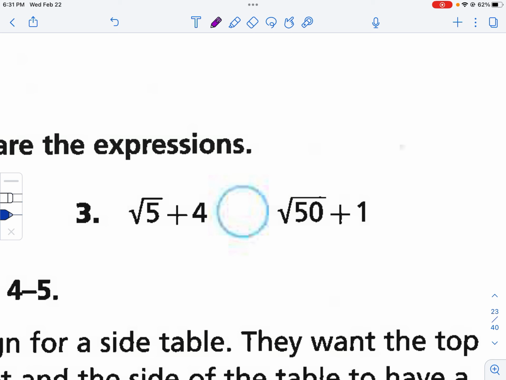Square root, so this is going to be 2 point something plus 4. The square root of 50 is going to be 7 point something plus 1. So this is going to be less than.